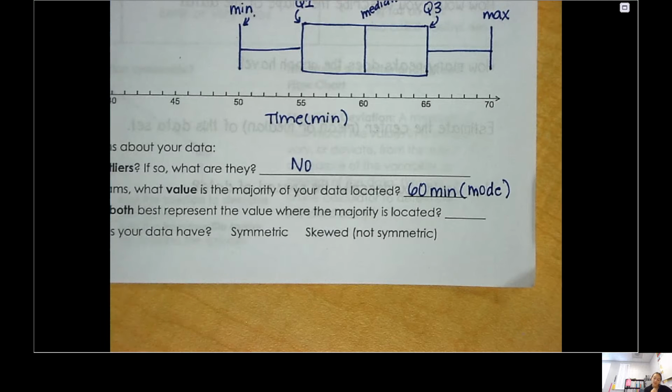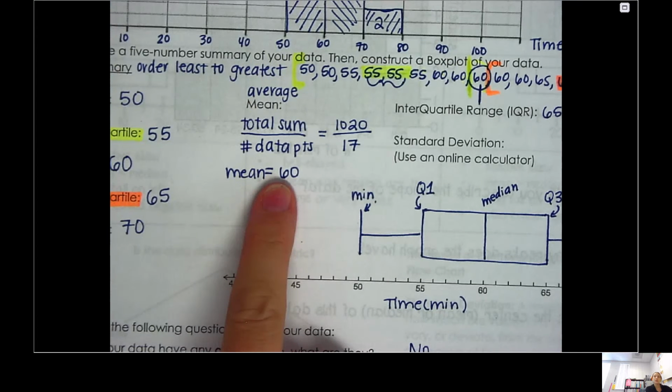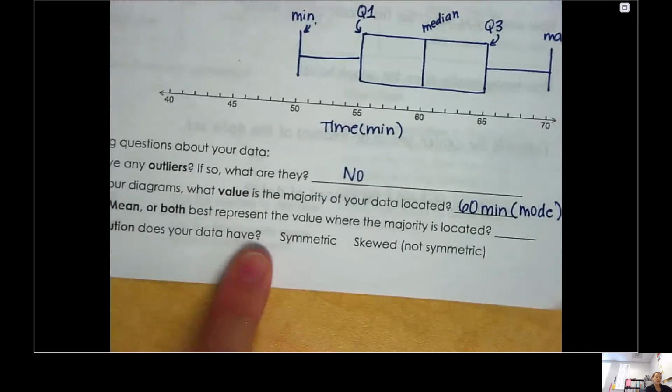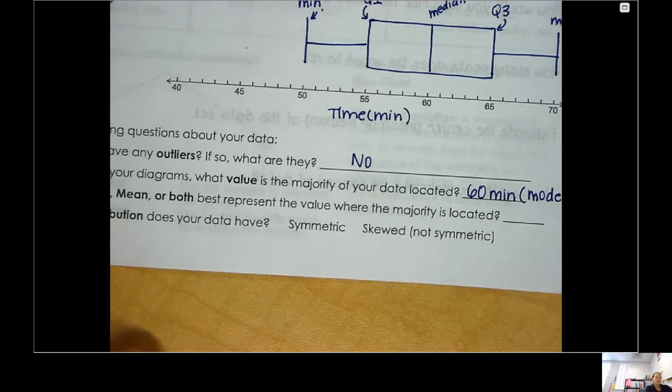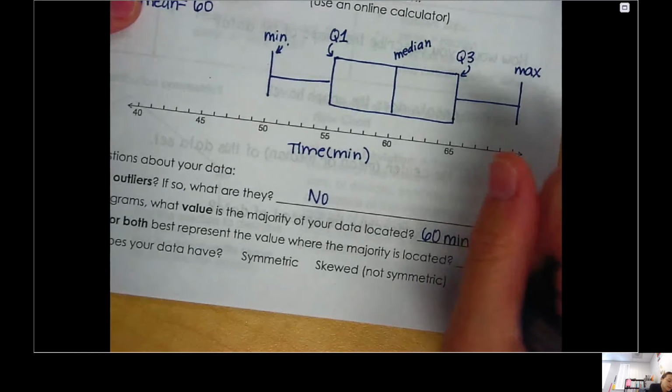Last 2. Does your median, mean, or both best represent the value where the majority is located? So most of our data is located at the 60. What was our mean? 60. Our mean was 60. What was our median? Yeah, it's also 60. So is our data located at the mean, the median, or both? It's at both. Yep, right in the middle, exactly.